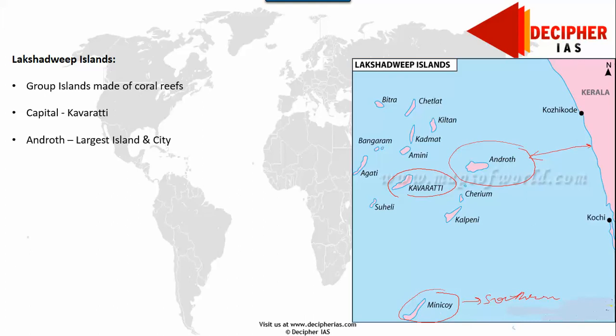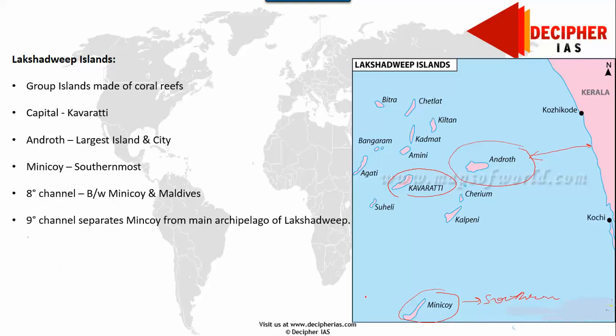Moving on, we have already discussed this point. Minicoy is the southernmost part of the Lakshadweep Islands, and somewhere there the tiny Maldives is located, which is separated by the Eight Degree Channel, and the Nine Degree Channel separates Minicoy from the main archipelago of Lakshadweep. There, this is the Nine Degree Channel. Please don't mind my handwriting. It is not good, but I hope you will understand. Okay, moving forward.